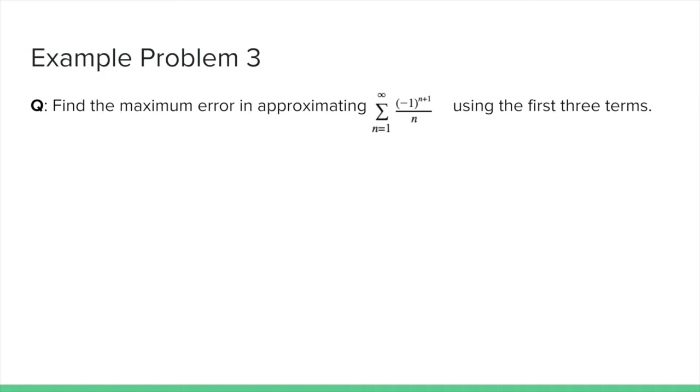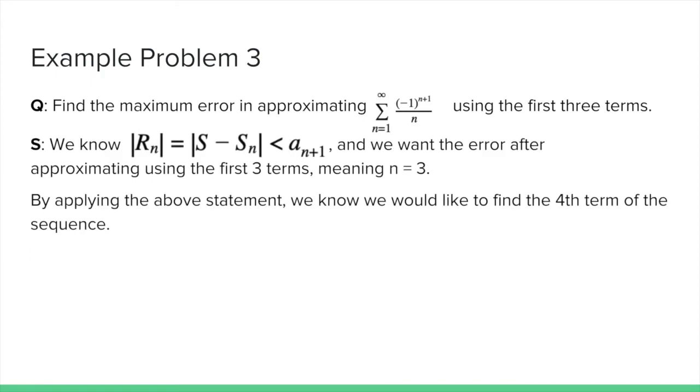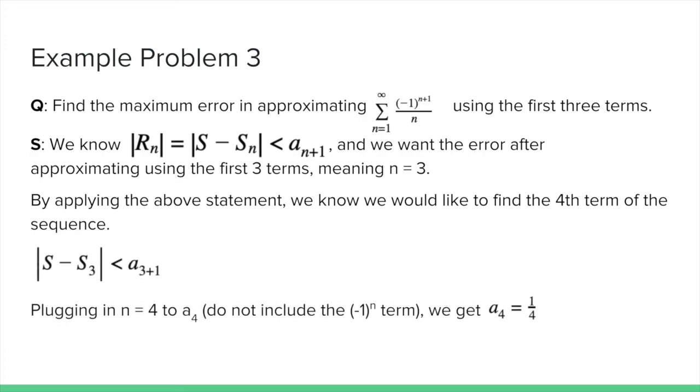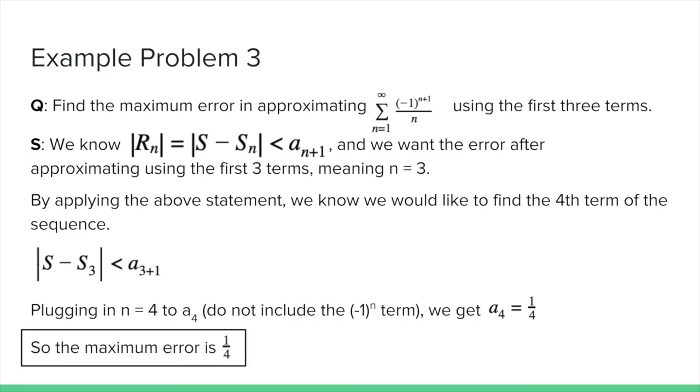Earlier, we did some example problems to find the error when approximating a sum using a certain number of values. Now we'll be going over an example problem where we find the maximum error in approximating a series using a certain number of terms. So, example problem 3. Find the maximum error in approximating the sum from n equals 1 to infinity of -1 to the n plus 1 divided by n, using the first three terms. So we know the alternating series error bound, and we want to find the error after approximating the first three terms, meaning n equals 3. So by applying the above statement, we would like to find the fourth term of the sequence. By plugging n equals 4 into a of n, which is our sequence, we get a of 4 equals 1/4. So now we know the maximum error is 1/4.